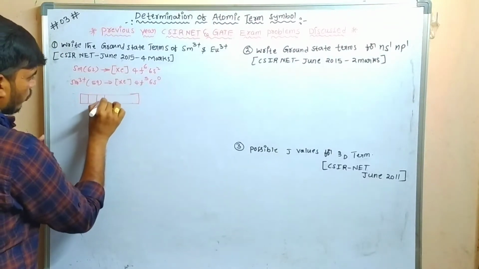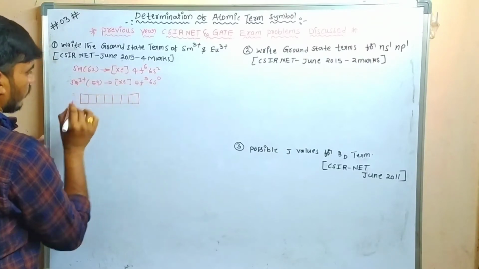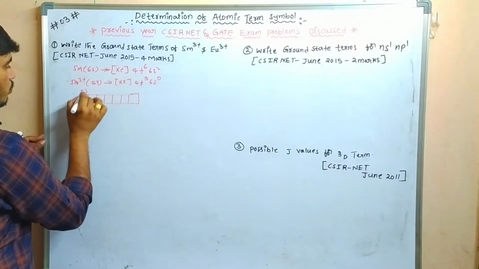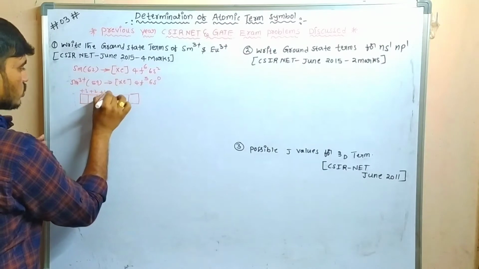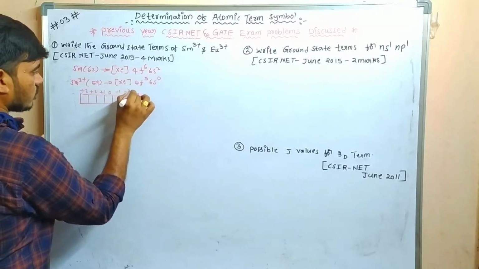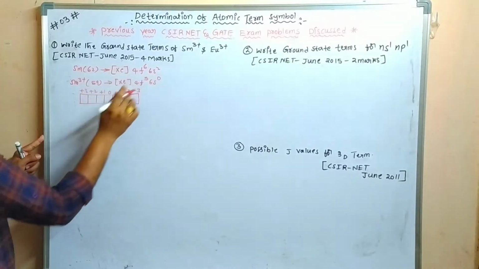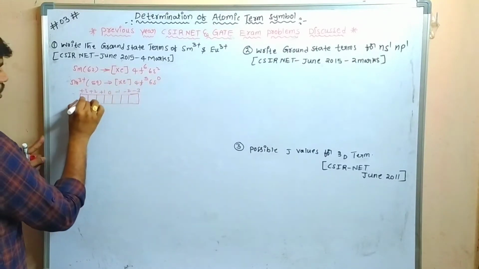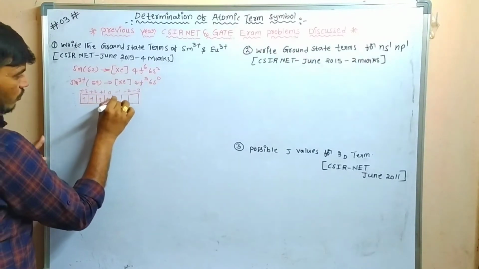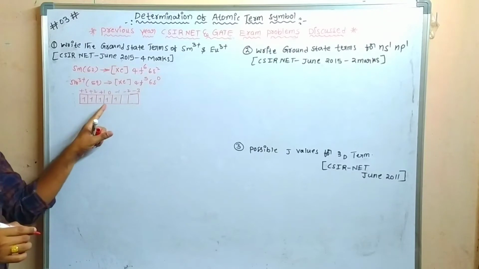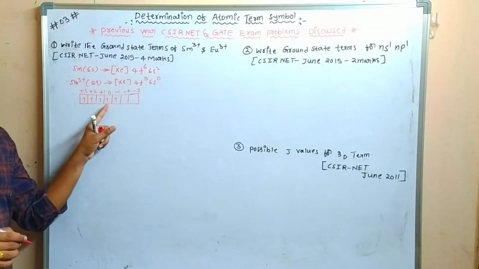1 2 3 4 5 6 7. Here these are the ml values: +3 +2 +1 0 -1 -2 -3. So here this is 4f5, so 1 2 3 4 5. The 5 electrons are filled in this manner according to Hund's rule.